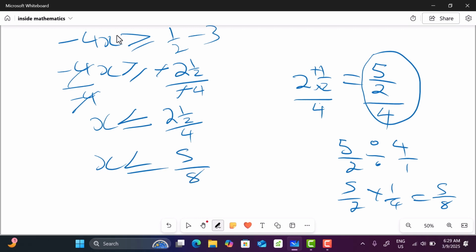Show me how you can put this on a number line. Show on a number line.